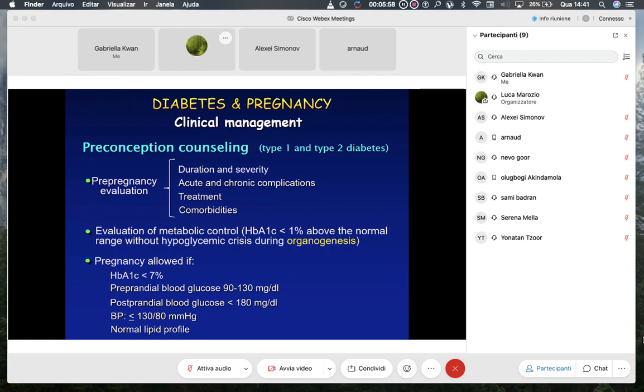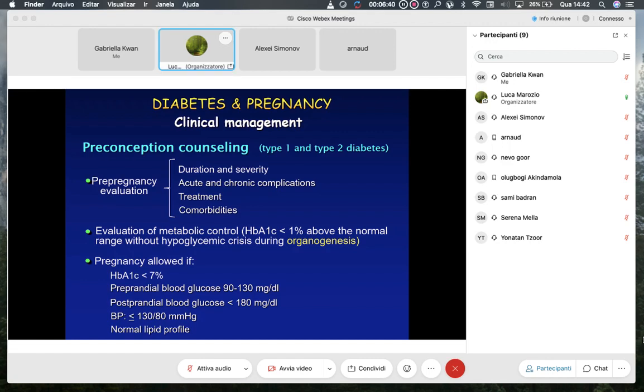Then the most important thing is to evaluate metabolic control. Glycated hemoglobin should be in the normal range, and there must be no hypoglycemic crisis during the organogenesis period, because hypoglycemia during organogenesis is an important risk factor for fetal malformation, such as elevated levels of glycated hemoglobin.